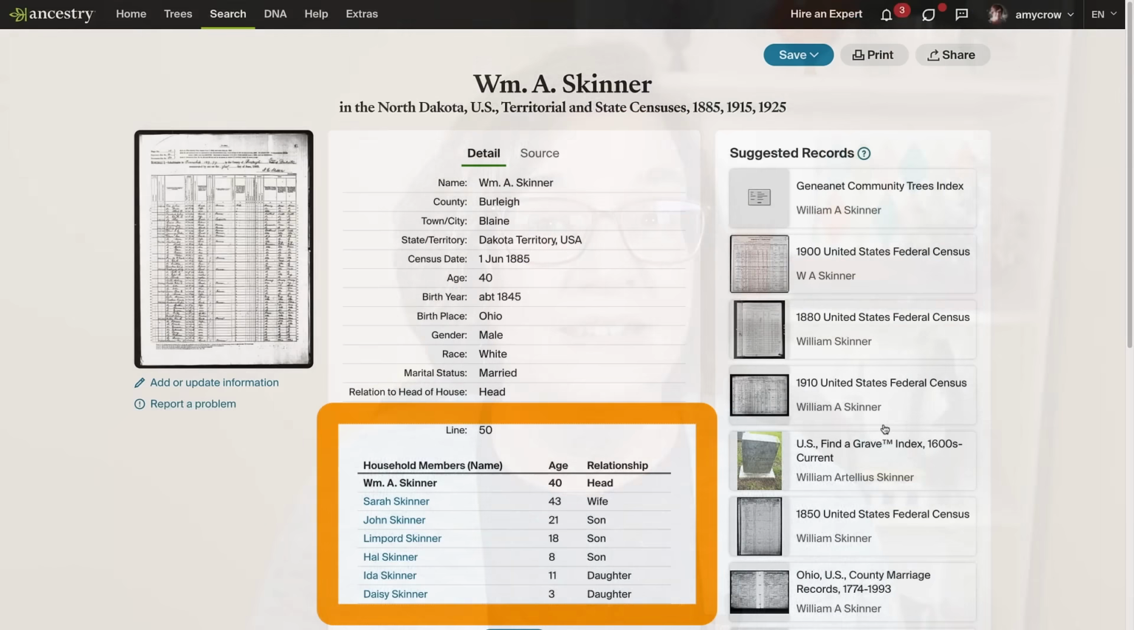I already knew when and where William was born and when and where he died. I know his wife's name was Mary Carter, and I also know the names and birth dates of at least some of his children. So I can take that information, what I already know, what I'm already confident in, and compare that with what I'm seeing in these suggested records. That census out of the Dakota Territory in 1885 has a completely different wife and a completely different set of children. That tells me that this is not the William Skinner that I'm looking for. It just happens to be someone who has the same name.